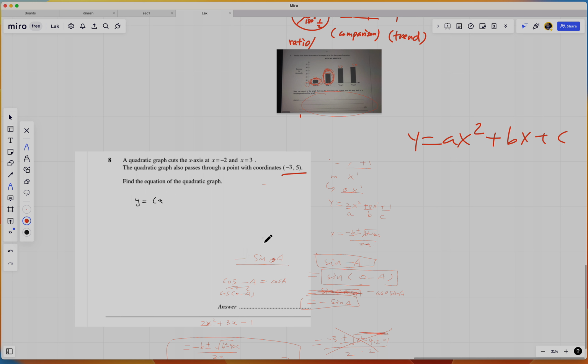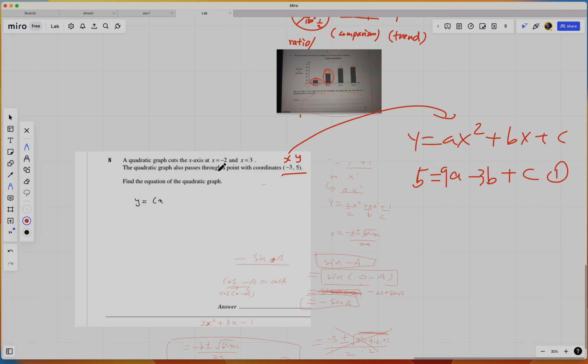So I sub in this value first. y is equal to 5. Then 9a negative 3b plus c. This is equation 1. Does it make sense? You sub in the x and y into it. Then you get this. Negative 3b, sorry. So it's negative 3b. Okay, good.